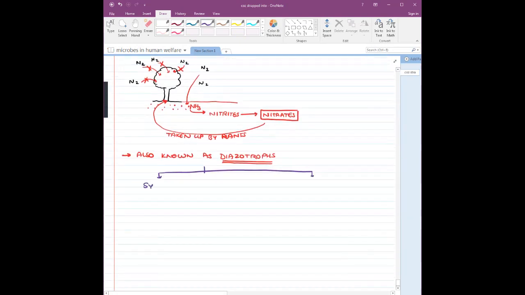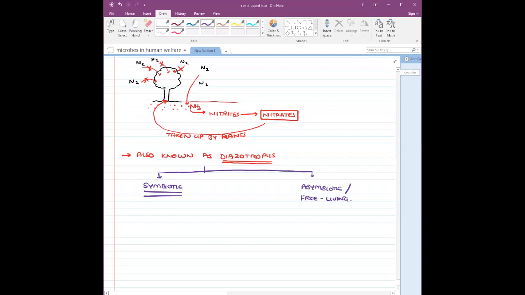So we are going to have symbiotic nitrogen fixers, and we are going to have asymbiotic nitrogen fixers. Symbiotic and asymbiotic, or you can say these are free living, or you can say non-symbiotic. Either of the terms. But now, guys, first one, we are having these symbiotic ones, symbiotic nitrogen fixers.